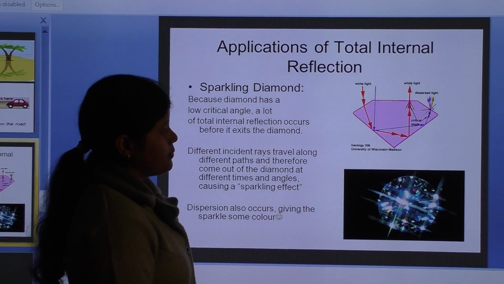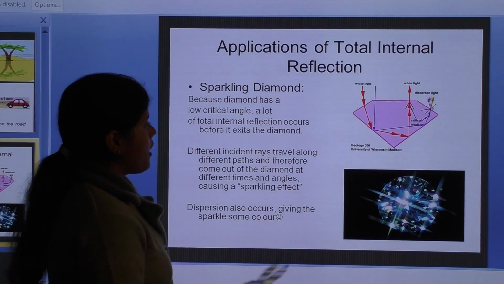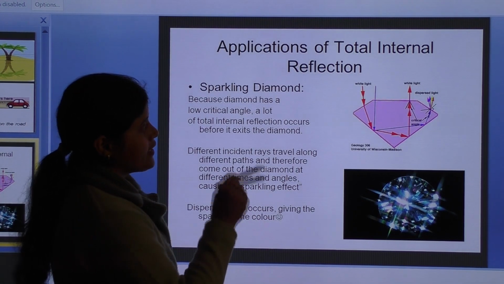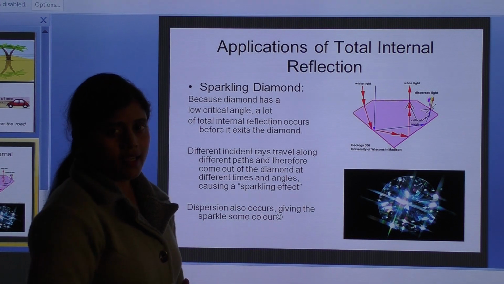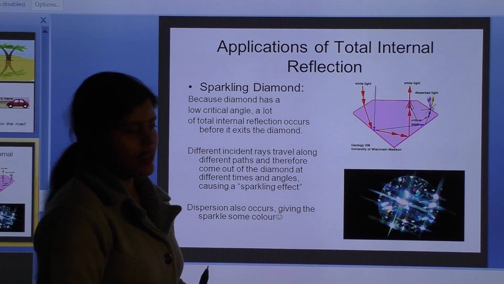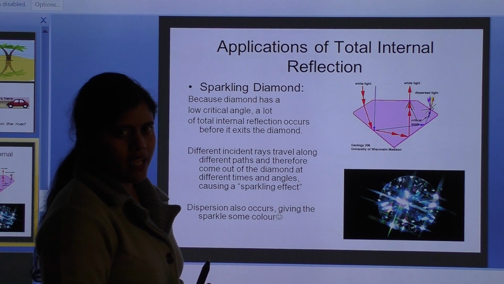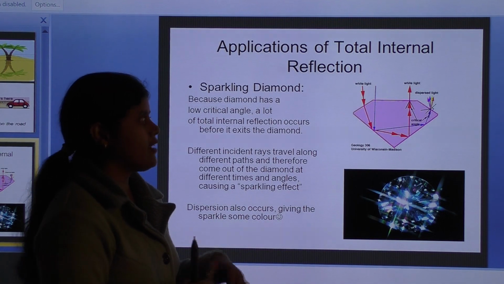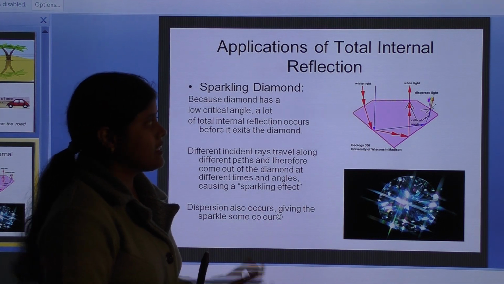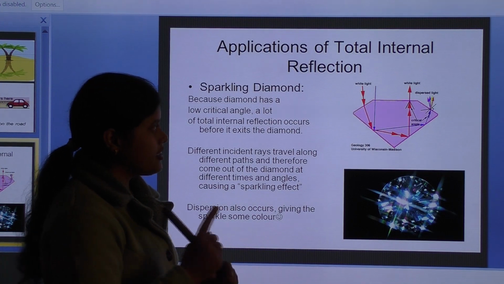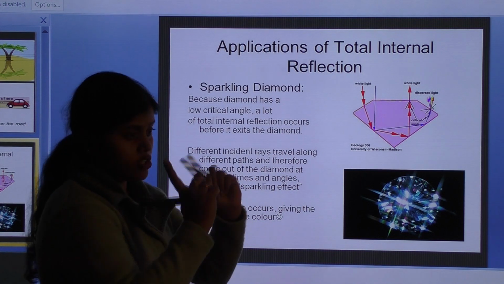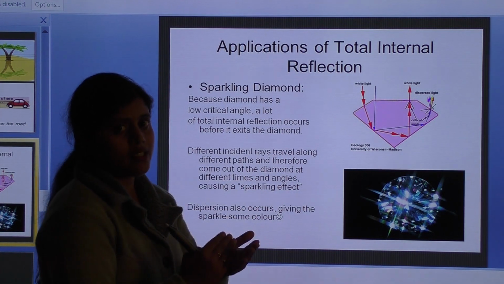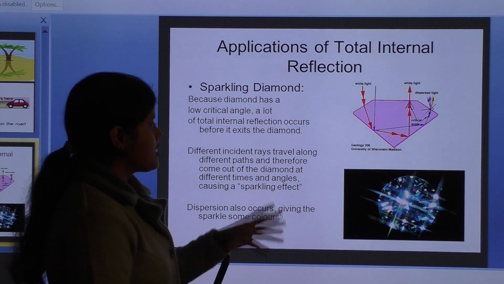So I asked you in the beginning why the diamond sparkles. It sparkles because once the light enters the diamond, and as the diamond has a very low critical angle, maximum light enters at a higher angle than the critical angle, and gets trapped inside the diamond because diamond is a denser medium. They cannot escape from the diamond, and they continue to reflect from all the planes of the diamond because of the cuts we have on the diamond. Different types of cuts, different types of planes are there, and that's why the diamond sparkles.